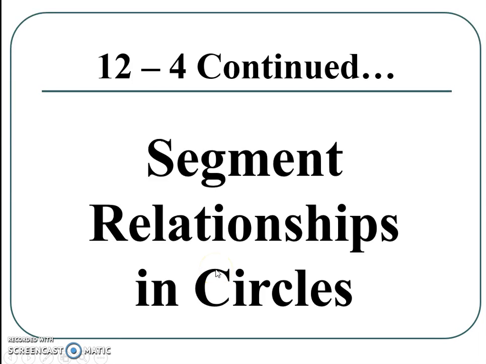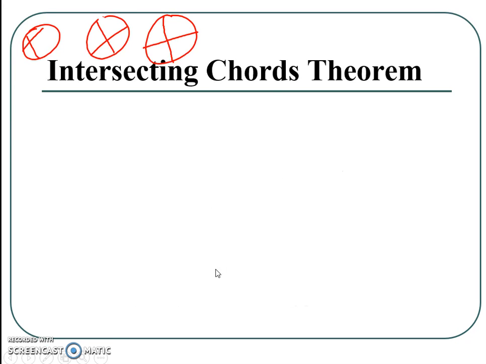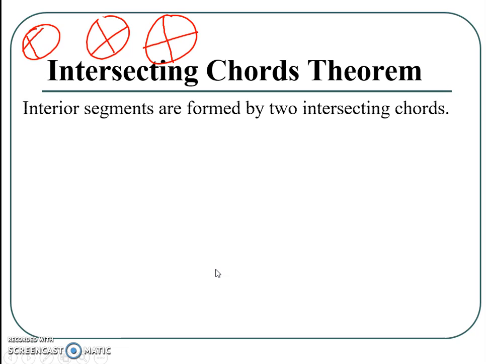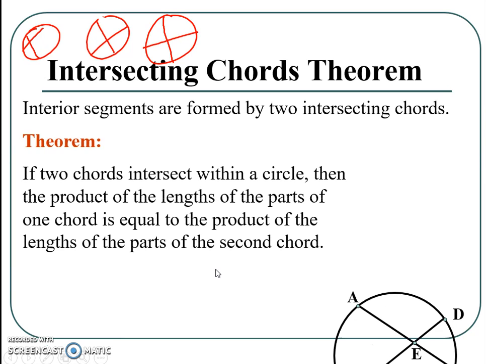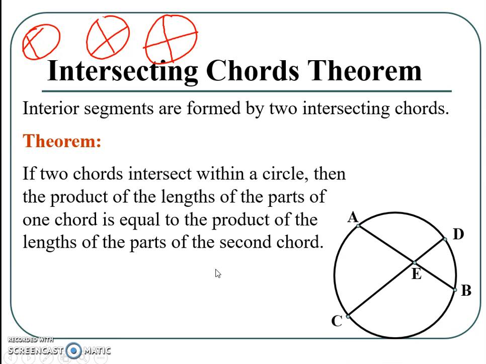12-4 continues segment relationships in circles. Intersecting chords theorem. Interior segments are formed by two intersecting chords. The theorem is, if two chords intersect within a circle, then the product of the lengths of the parts of one chord is equal to the product of the lengths of the parts on the second chord.